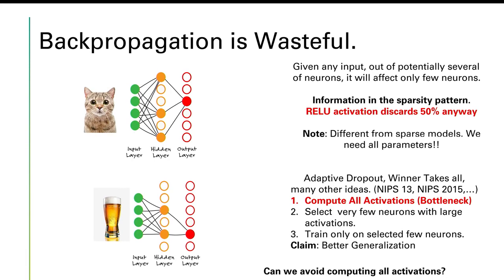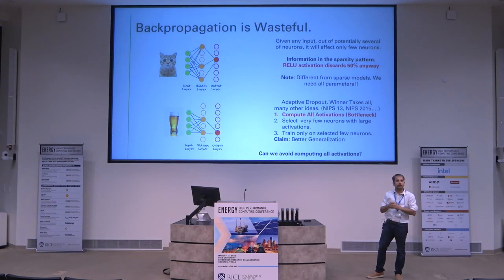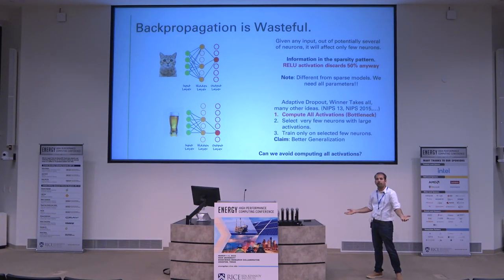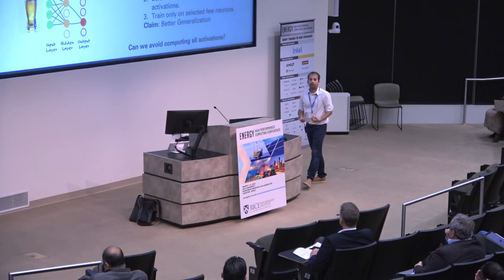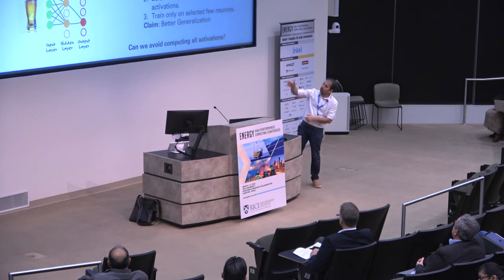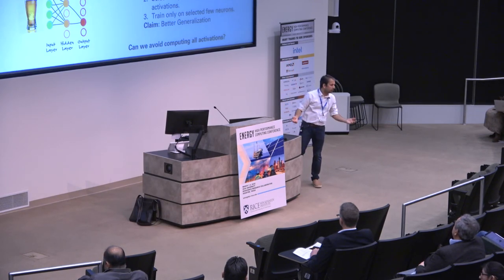So, there is enough evidence, and I have talked about this in the past quite a while, that, given any input out of potentially several neurons, can I pick the right neurons beforehand and not compute something that is not needed? So imagine I have an image of a cat, and I know the three dots in orange are the ones that are going to have large activation. Others may be either ignored by ReLU or may have insignificant computation. Can I compute that efficiently beforehand without even doing all the work? Because the other way would be I compute all the activations and threshold. That's expensive because you're doing a lot of work.